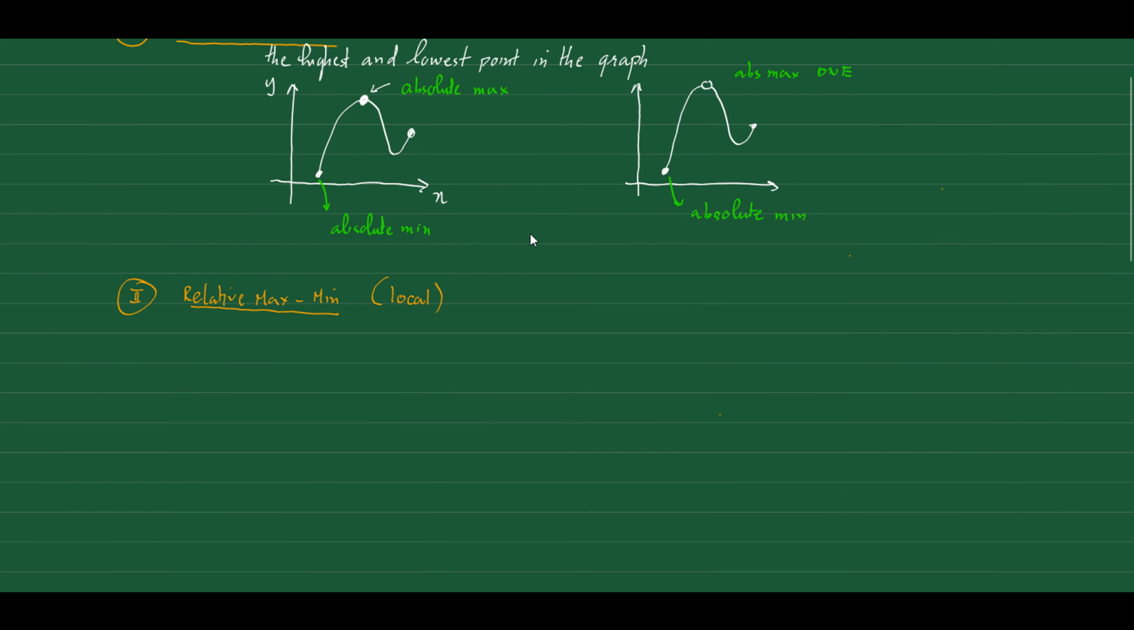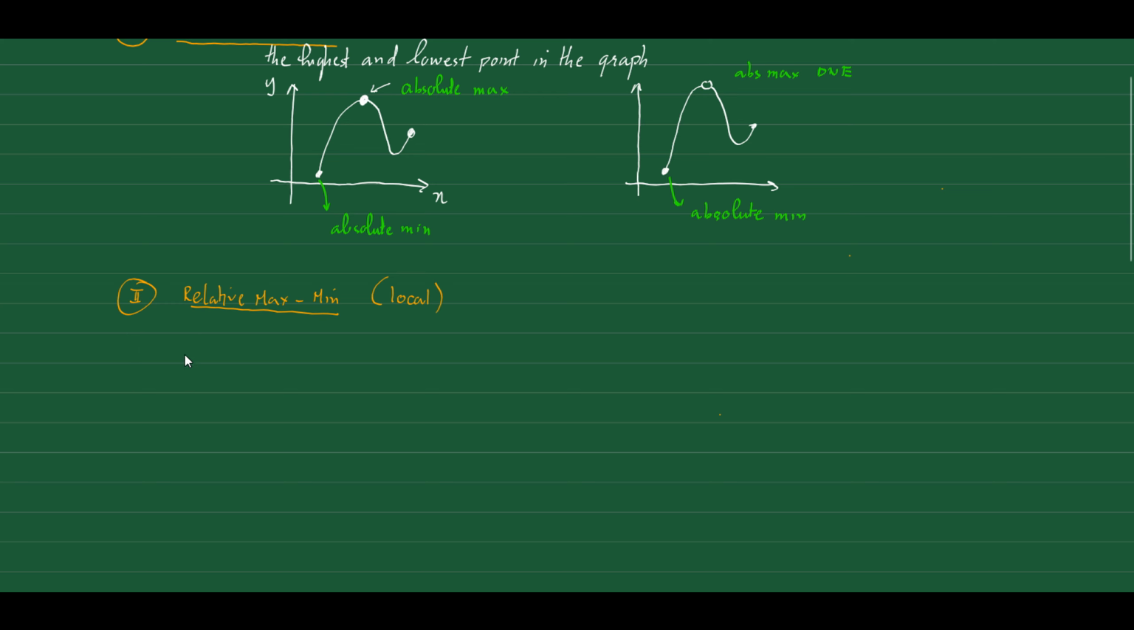Now, what does it mean by local max and local min? When they say local or relative, it means that a relative max is like the top of the hill. It's a connection. The point over there is a connection between the increasing and the decreasing.